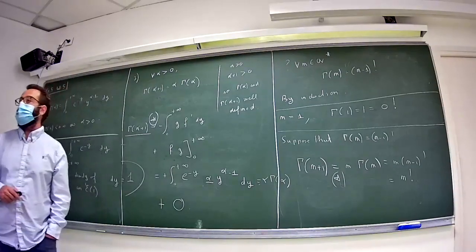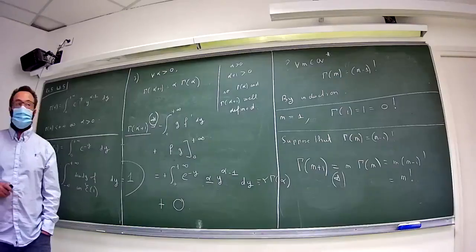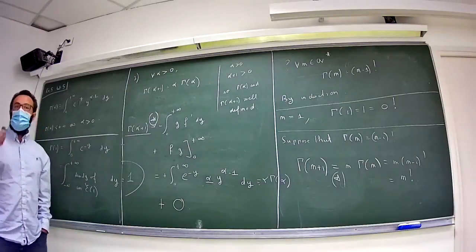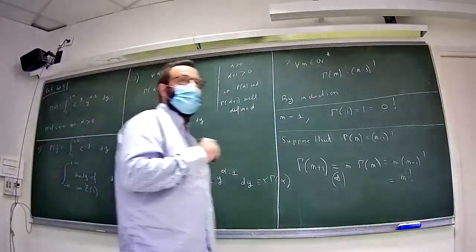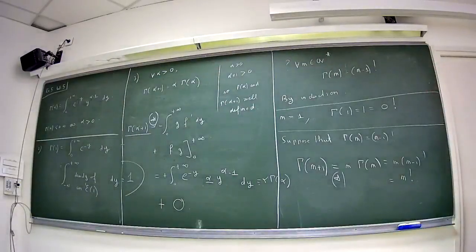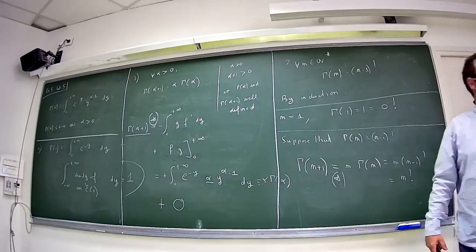Do you have some question concerning this? Just keep in mind, I repeat, that when you have a mapping that is defined as an integral, and you want a relation involving two of such mappings, integration by parts is not a bad idea to have in mind. Okay?